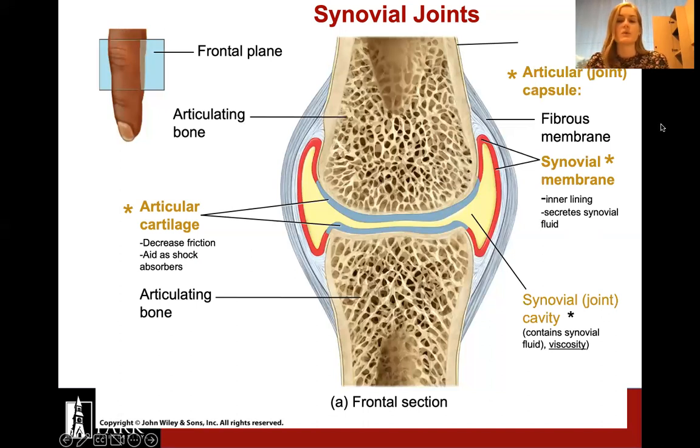Moving on to our articular capsule or joint capsule. And then we have the periosteum, which is going to be that outermost membranous layer of our bone. Remember, the periosteum is the outermost, the endosteum is the innermost layer of our bone.